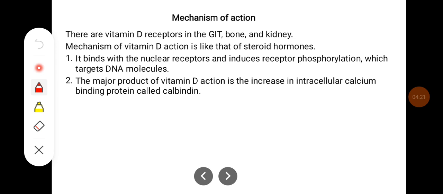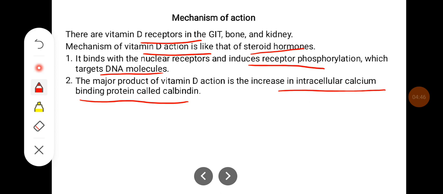There are vitamin D receptors in GIT, bone, and kidney. The mechanism of vitamin D action is like that of steroid hormones. It binds with the nuclear receptors and induces receptor phosphorylation, which targets DNA molecules. The major product of vitamin D action is the increase in the intracellular calcium binding protein called calbindin.